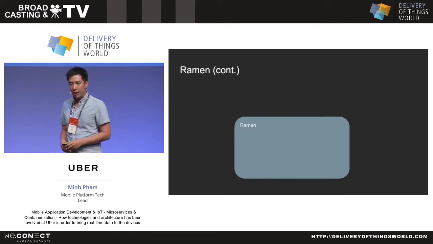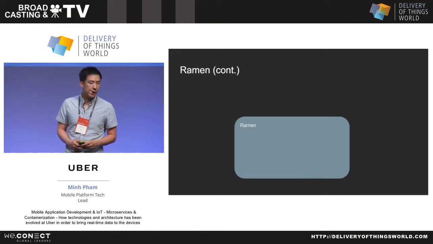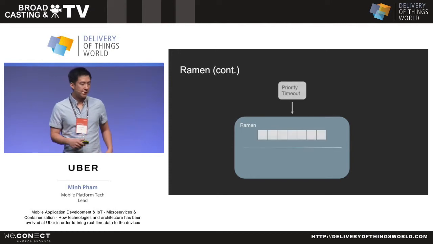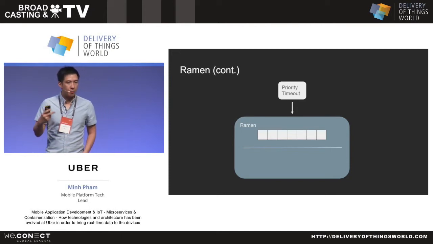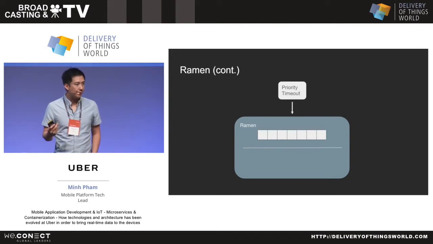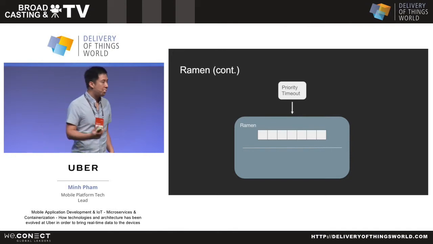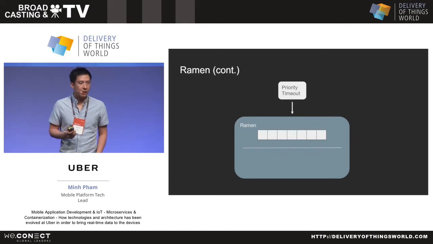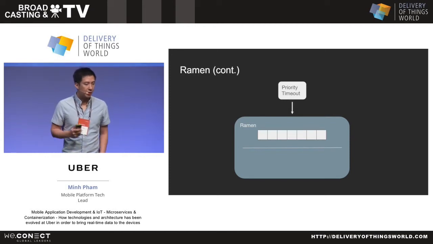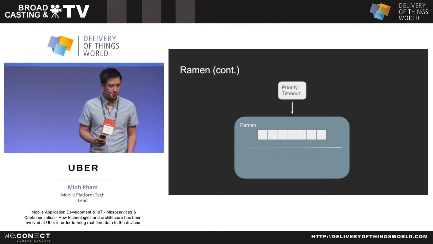Ramen itself has two layers. The first layer is basically a priority queue. Every message that's sent to Ramen has two properties. One is a priority, and the other is a timeout. The priority determines where in the priority queue a particular message is going to live, and the timeout determines how long it's going to live in that queue.